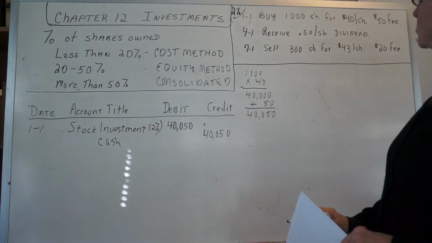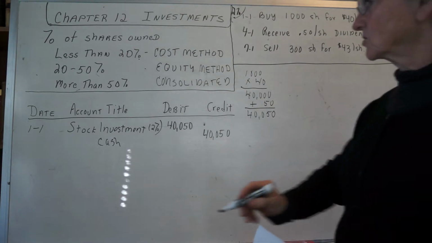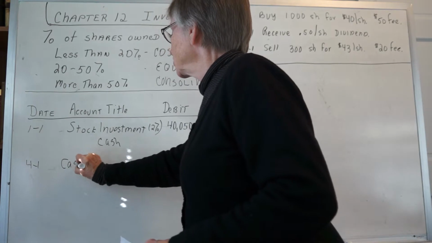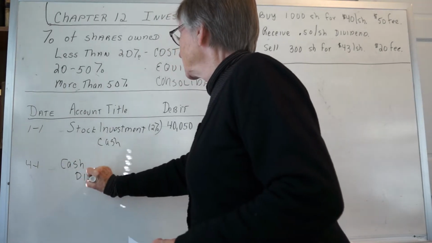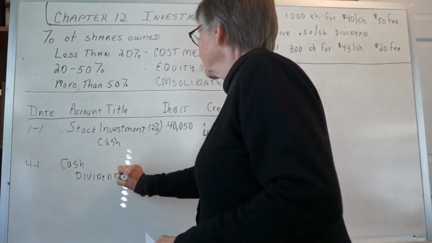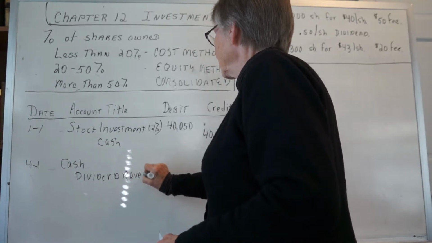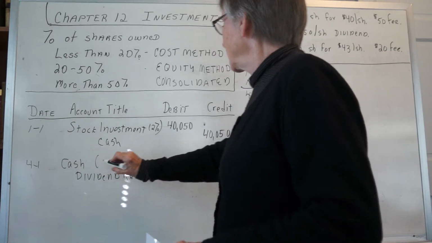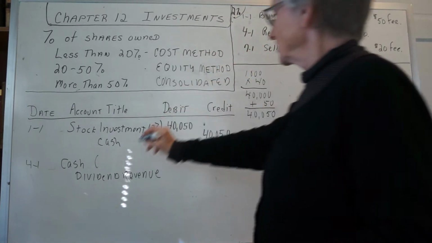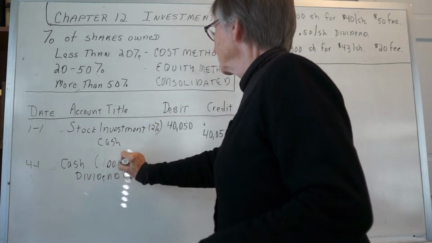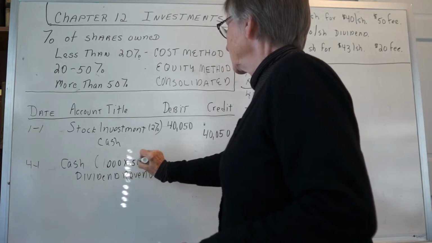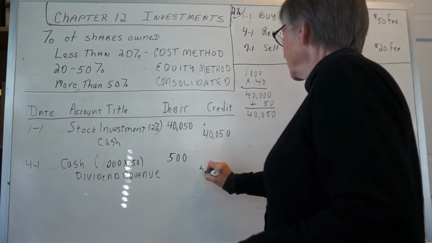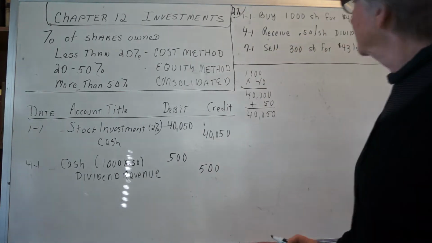Okay, so on 4-1, we get a dividend of 50 cents a share. So on this 4-1, we receive cash, and we're going to book some dividend revenue. Okay, so how much do we receive? Well, we have 1,000 shares times 50 cents per share. That's going to be $500 in cash we get, and we'll book the revenue.